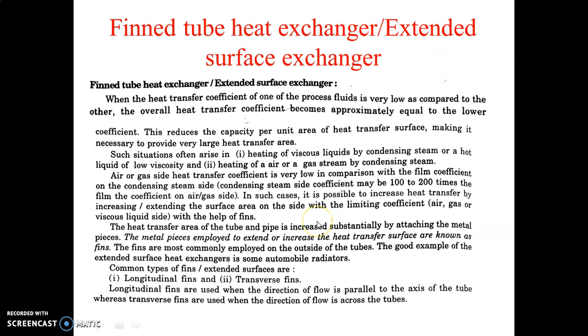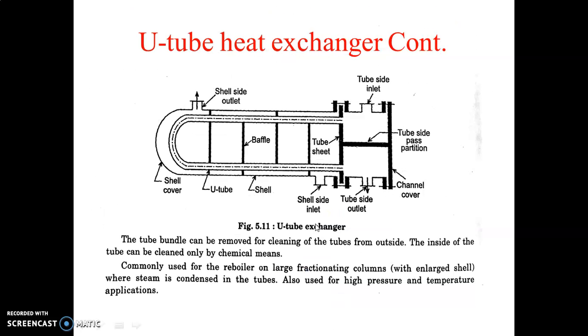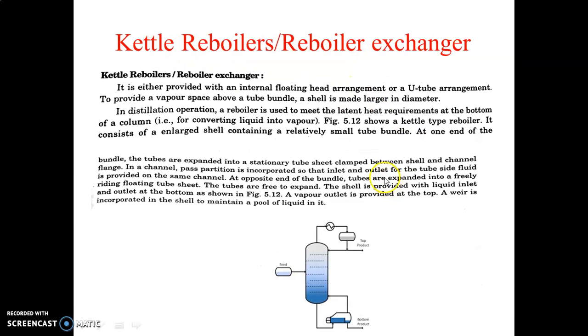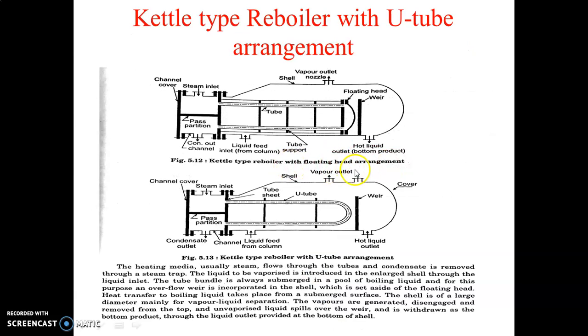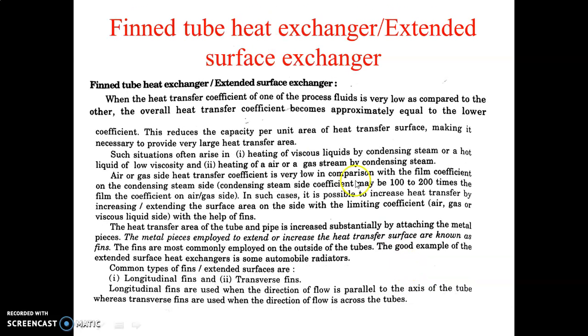So here I want to conclude this lecture. In this lecture we have discussed the U-tube heat exchanger, then the kettle reboiler, which has two arrangements, floating head and U-tube arrangement, and then at the end of the lecture I discussed the fin tube heat exchanger or extended surface heat exchanger, and there are still some heat exchangers remaining that we will discuss in the next lecture.